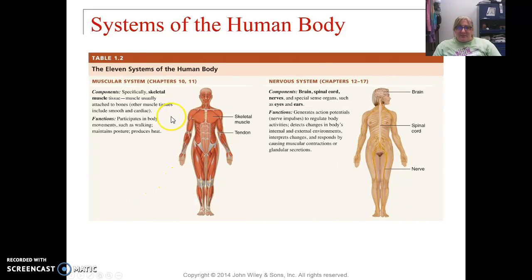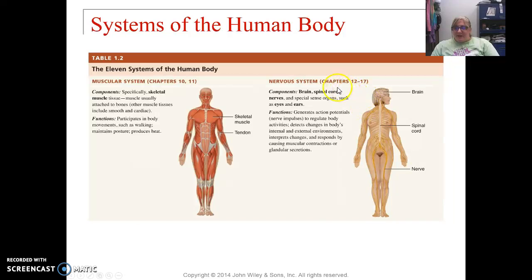The muscular system, which is found in chapters 10 and 11, has as its major component skeletal muscle. There are 3 types of muscles in the body, but when we talk about the muscular system, we're talking about skeletal muscle. And skeletal muscle functions in movement of the body. It attaches to our bones and then allows us to move. A byproduct of movement is heat production, so it also helps in producing heat. The other 2 muscles that we have in the body are cardiac muscle and smooth muscle. We will talk about those throughout the different semesters, cardiac and the cardiovascular system.